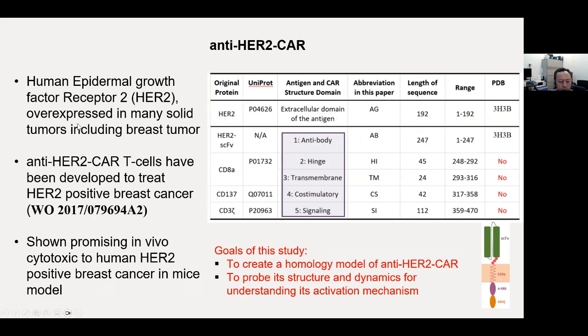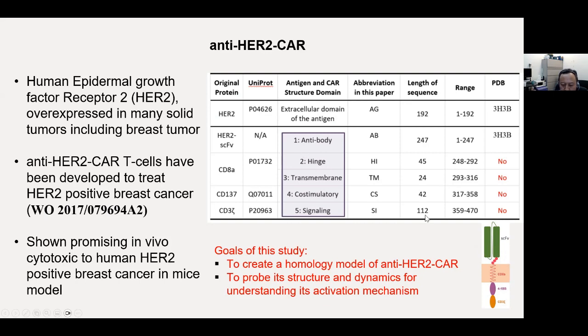So we pick a model system. This is a CAR developed for targeting solid tumor, which is breast cancer. And it shows a promising in vivo result for killing human HER2 breast cancer in the mice model. So here's its architecture. It basically uses the antibody targeting HER2. HER2 is the biomarker; this is the antigen HER2.